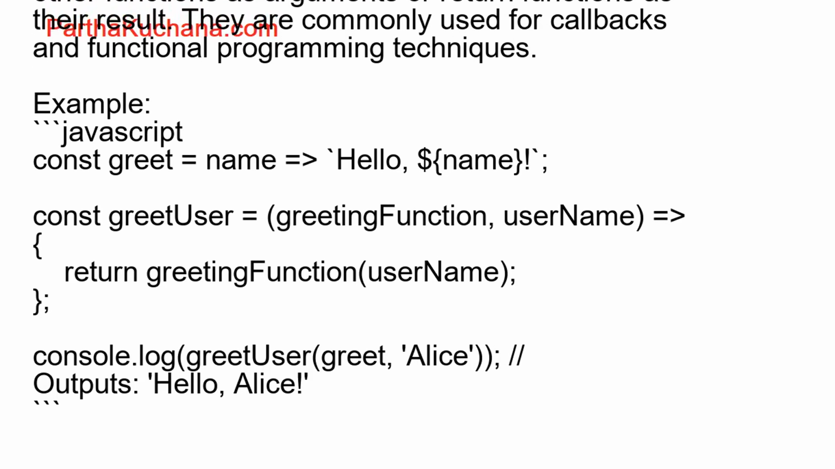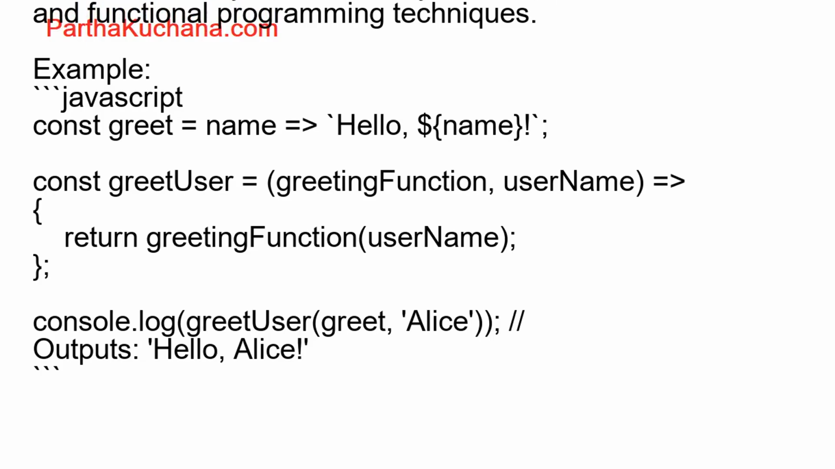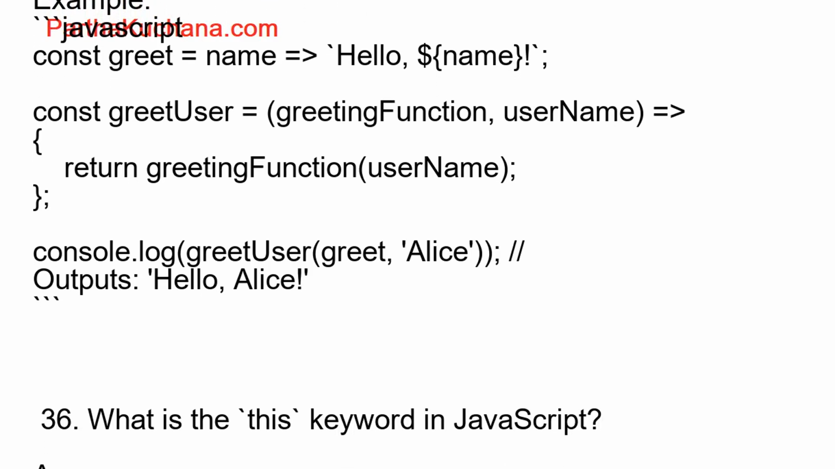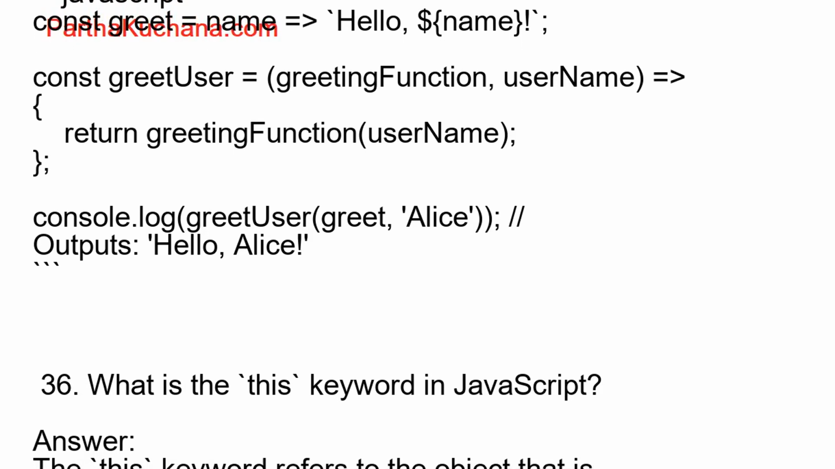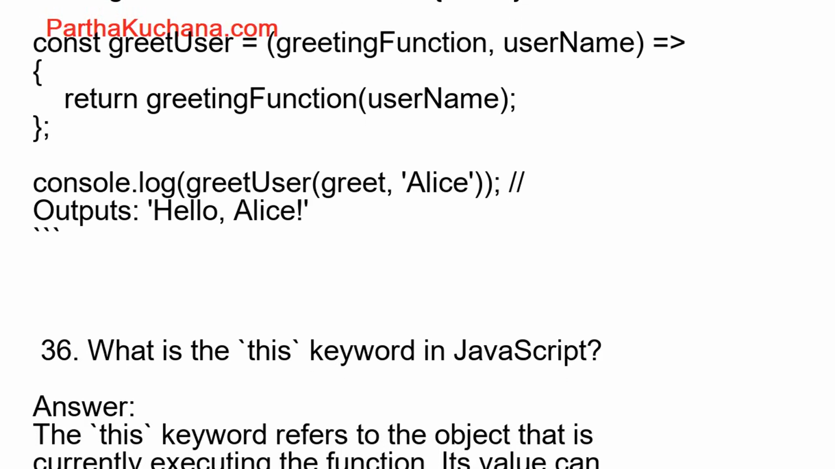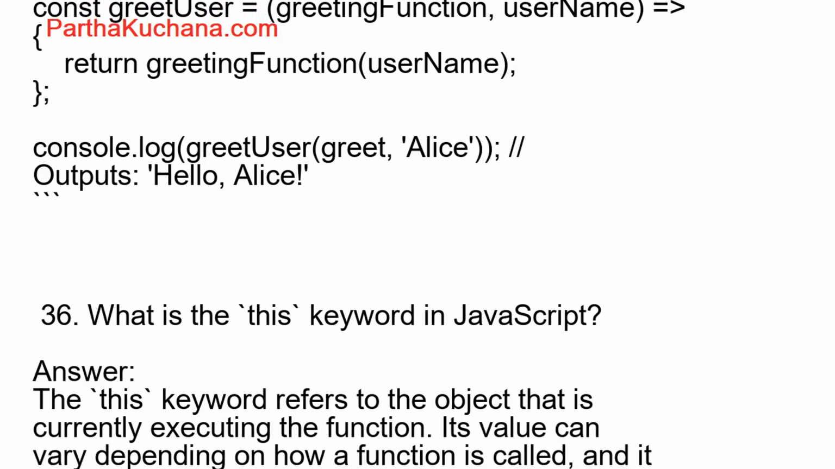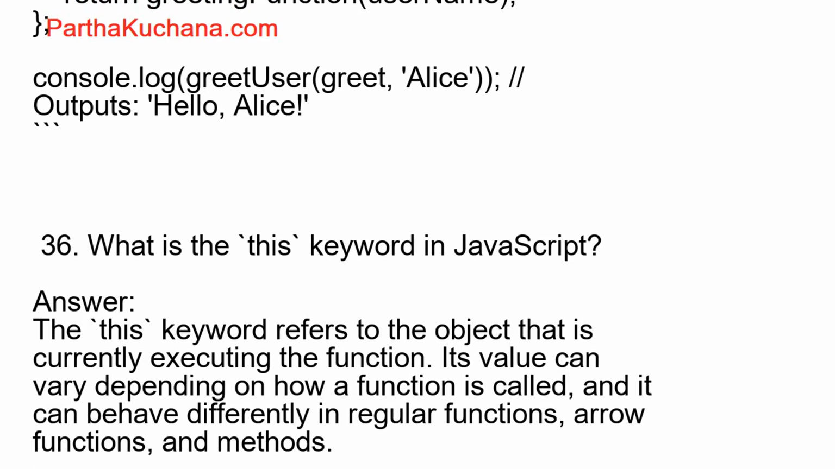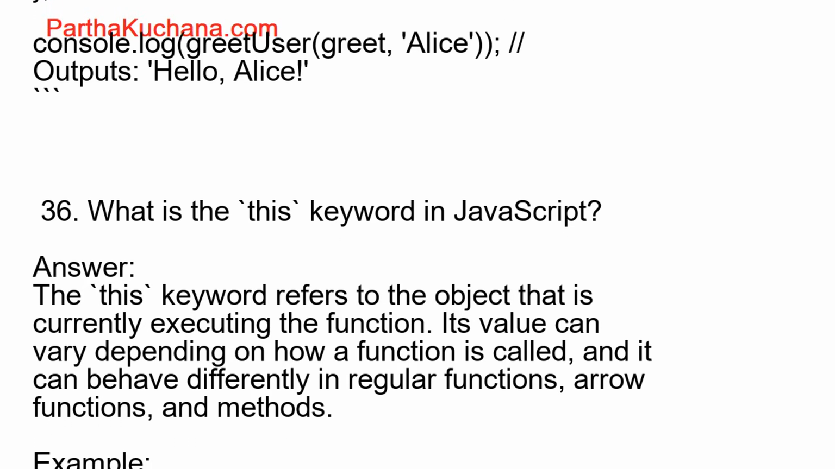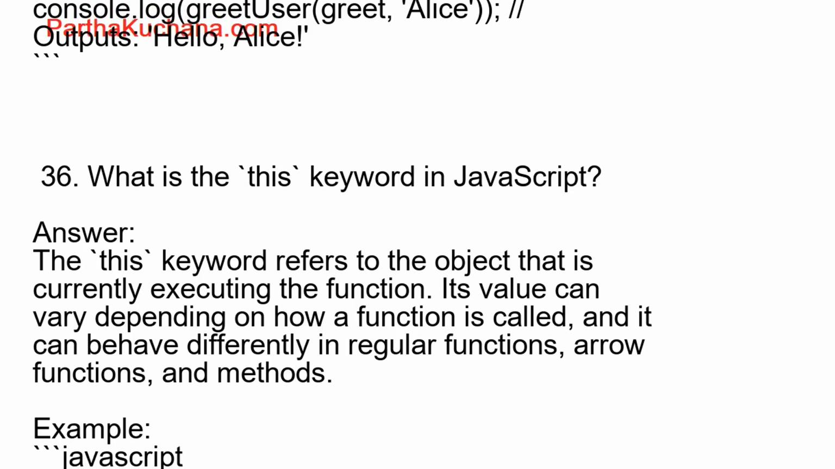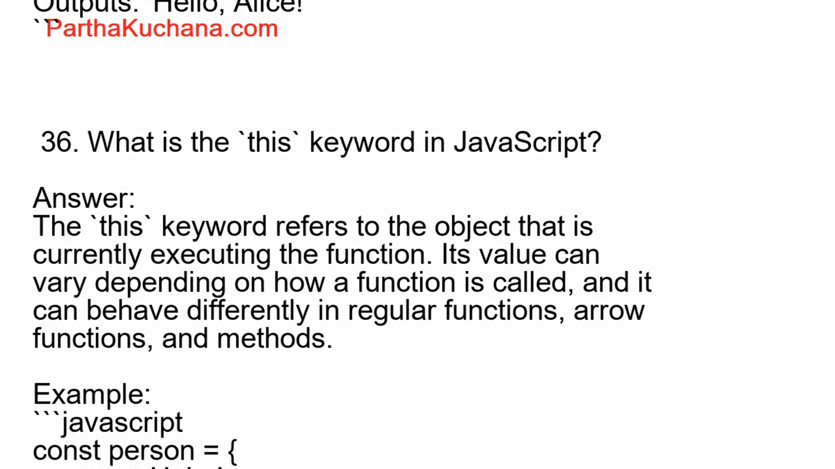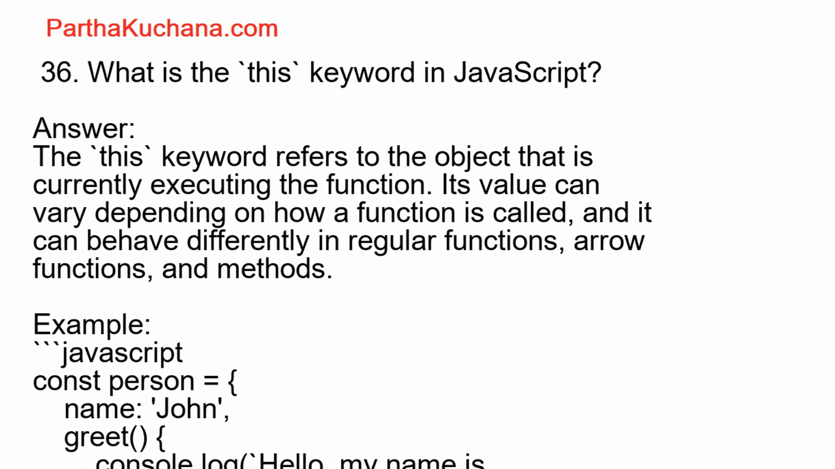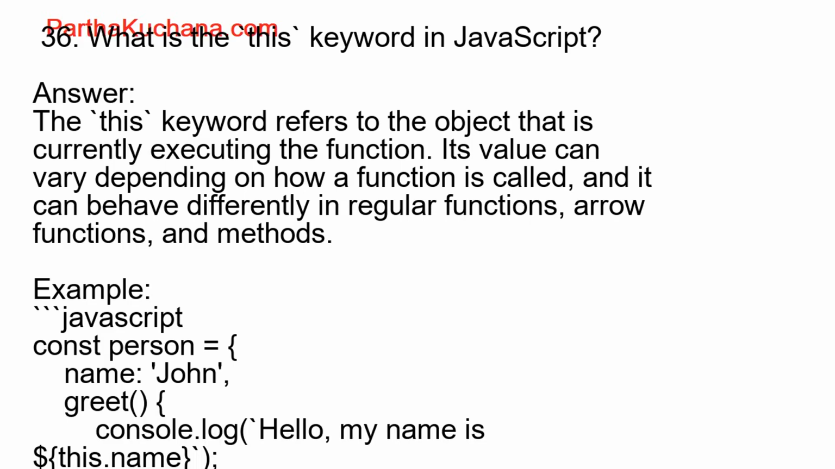Example: JavaScript. var x = 10; let y = 20; const z = 30; x = 15; // allowed. y = 25; // allowed. z = 35; // not allowed, assignment to constant variable. console.log(x, y, z); // outputs: 15, 25, 30.